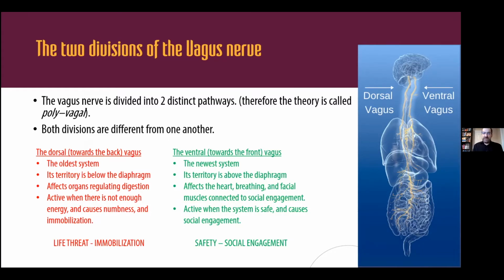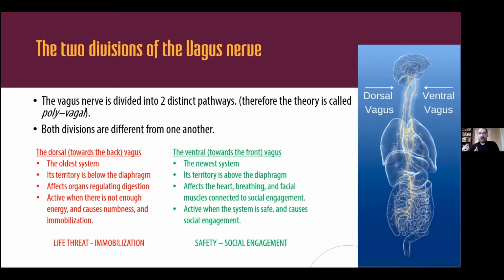Those divisions of the vagus nerve are either the dorsal, meaning the location is closer to the back, or ventral, meaning the location of that branch is closer to the front. Those divisions are important because they are responsible for two distinct pathways. The dorsal vagal, the one that is closer to the back, is the oldest system. Its territory is below the diaphragm. It affects organs regulating digestion, and it is active when there is not enough energy. So this is why when the dorsal vagal is active, it causes immobilization, and that's the oldest system that exists.